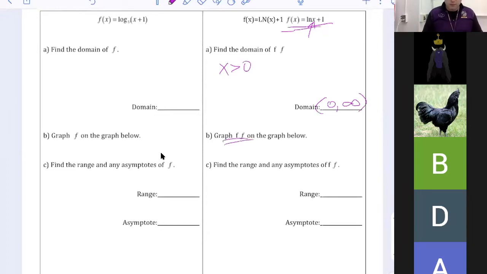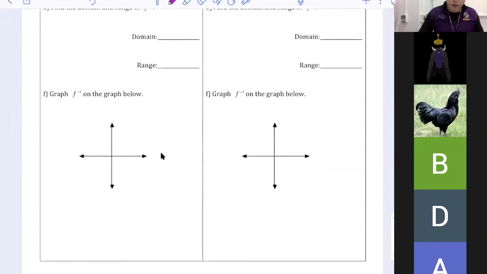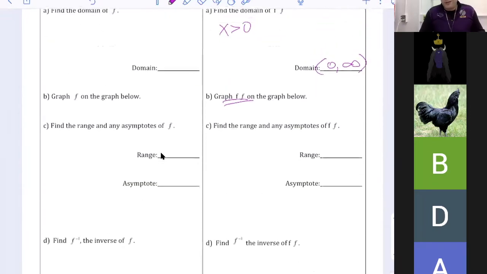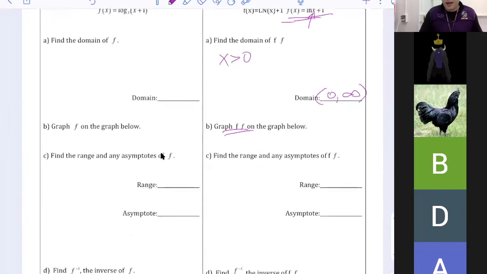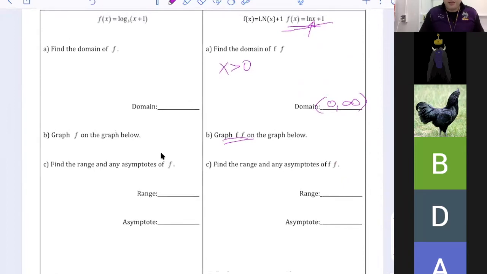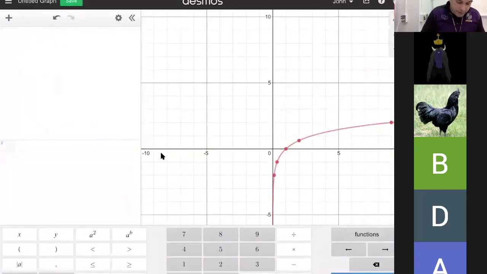Graph this function. Well, I can graph it because natural log is something that's easy to find in the calculator. So I'm going to graph both of these, f inverse and f, on the same plane. These are decimal approximations. I can't tell you what this is off the top of my head, so I have to use decimals.